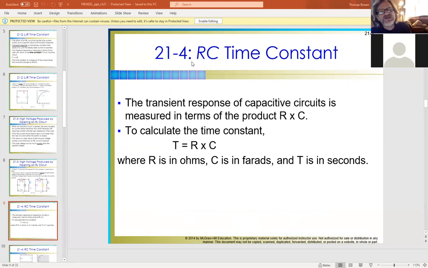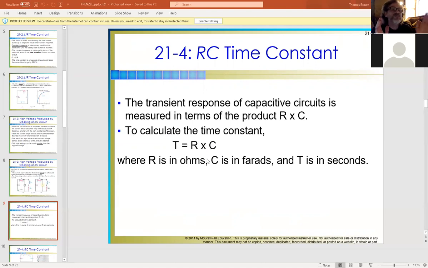Now, an interesting thing here, notice that the time constant for the LR is a ratio. It's L over R, and the time constant for capacitors is straight. So here we have our nuts and bolts. These are our two formulas of the day, if you will. So here we have T equals R times C.